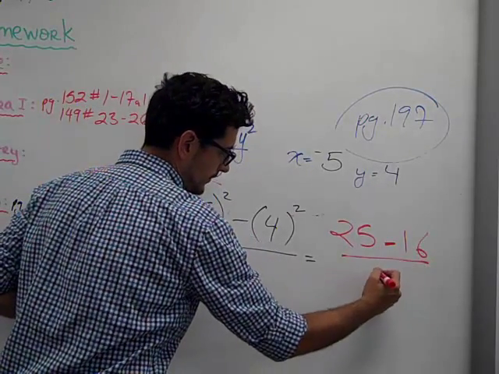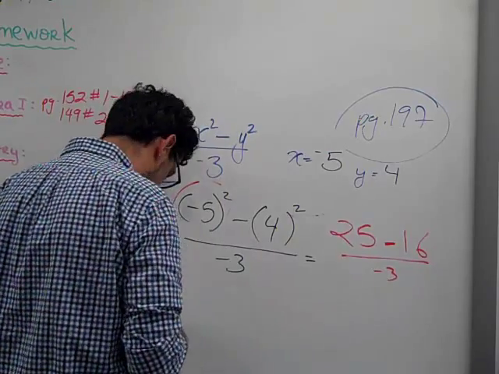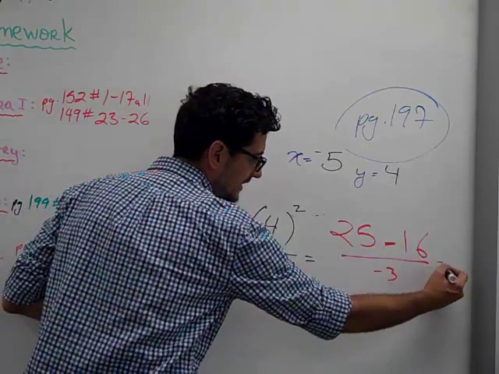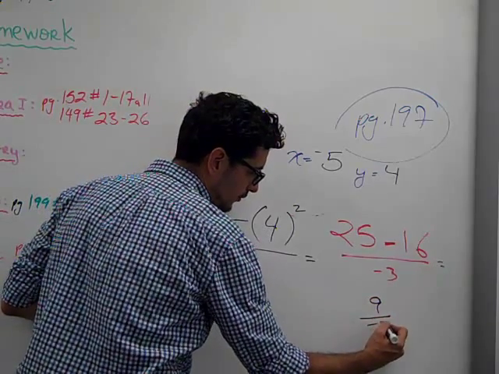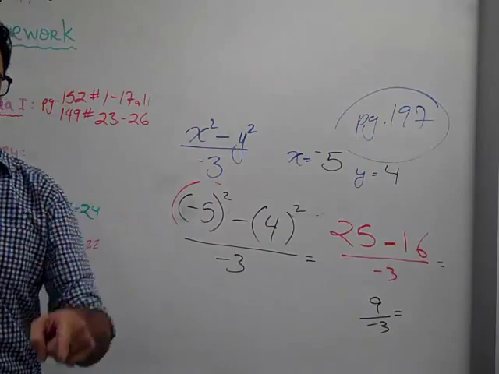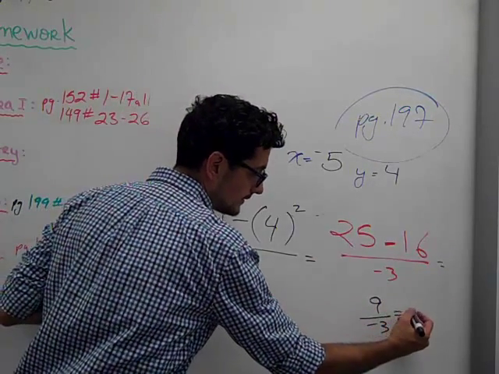I got negative 3 down here, and you're saying I get 9 up top? All right, let's go. Let me get a new pen. So 25 minus 16 gives me 9 over negative 3. How do I finish this problem? You do 9 divided by negative 3, which gives me negative 3.